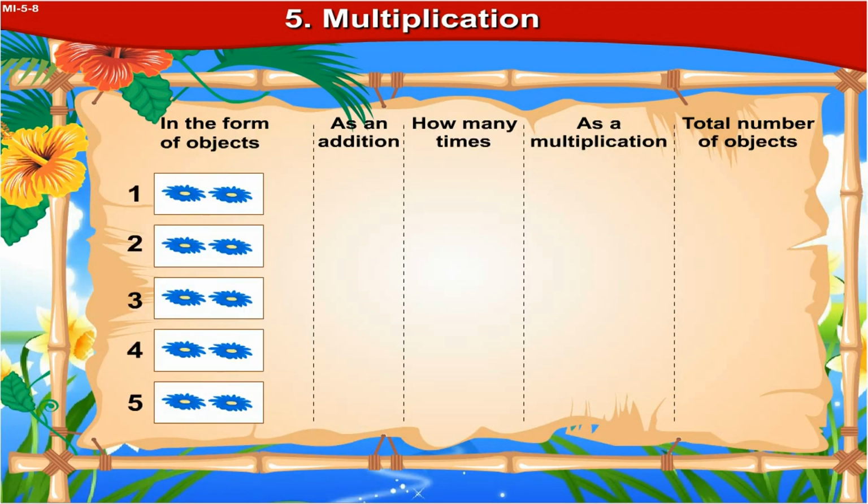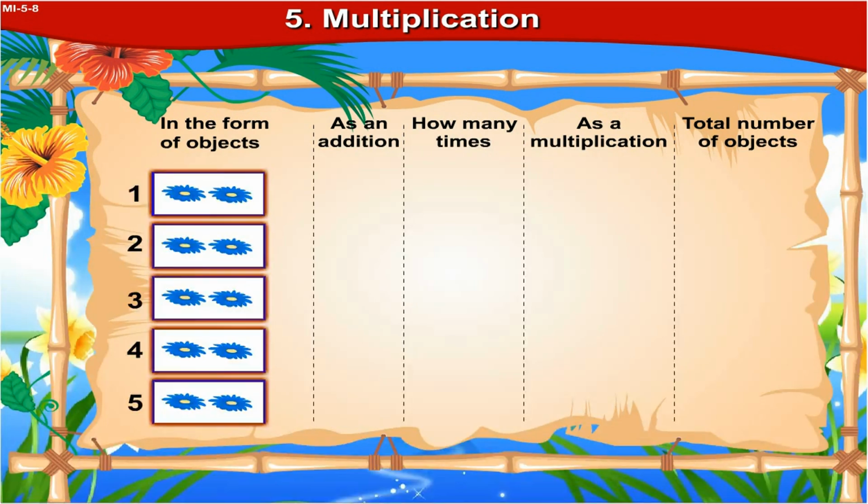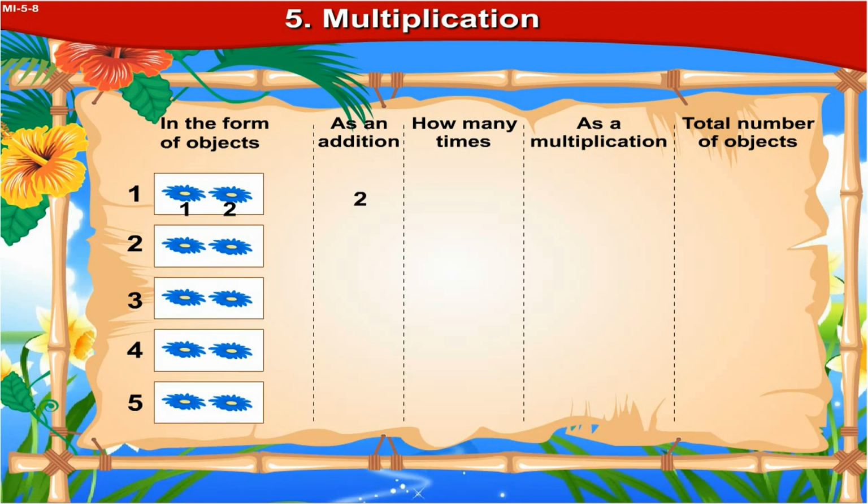The first picture has some beautiful flowers. If you notice the picture, there are 5 groups of 2 flowers each. If you write it as an addition, it would be 2 plus 2 plus 2 plus 2 plus 2. That means it is 2, 5 times, right? Now you write it as multiplication in this manner. 5 multiplied by 2, which means the total number of objects are 10.